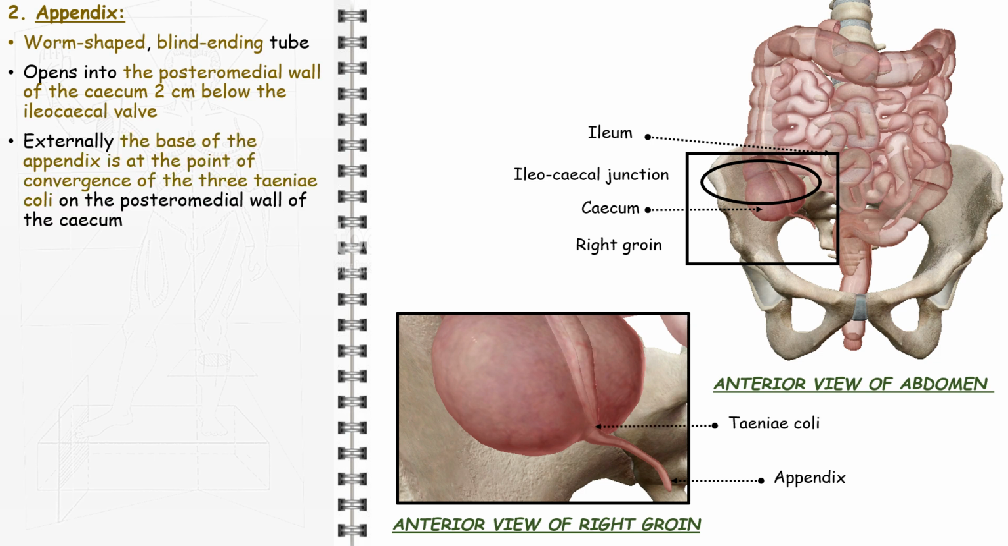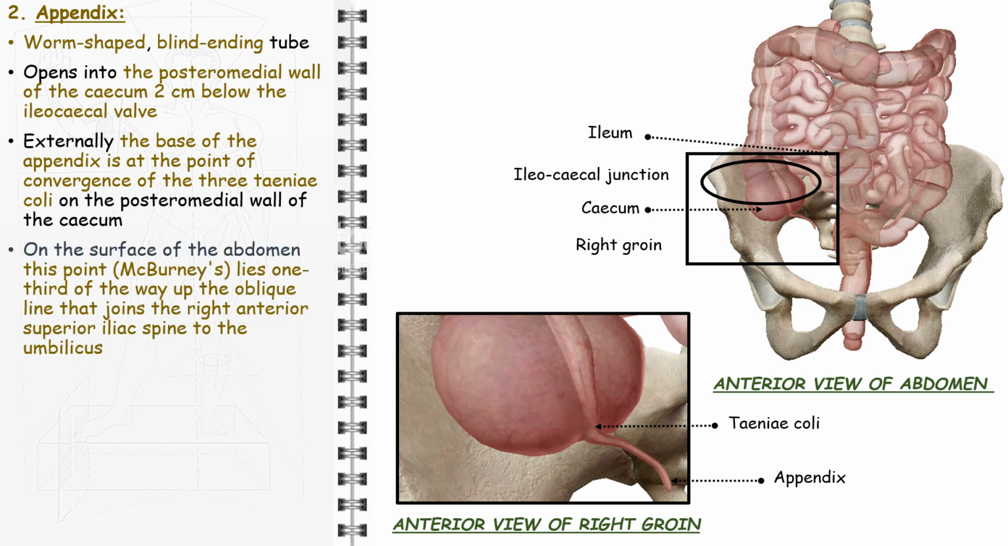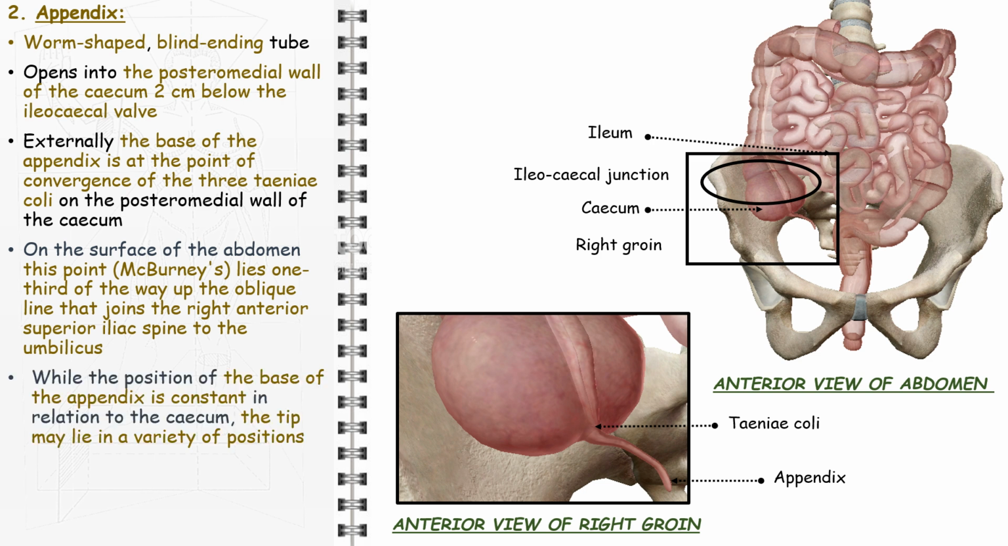On the surface of the abdomen, this point, McBurney's point, lies 1/3 of the way up the oblique line that joins the right anterior superior iliac spine to the umbilicus. While the position of the base of the appendix is constant in relation to the cecum, the tip may lie in a variety of positions. The appendix is 6 to 9 cm long and has an internal diameter of 7 mm.